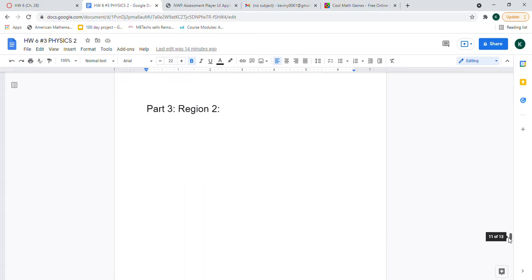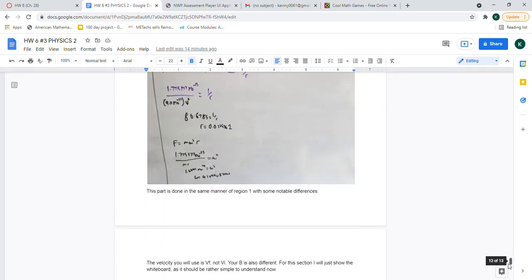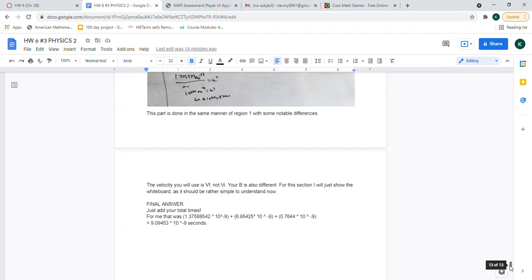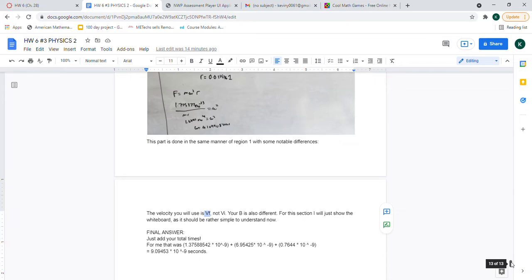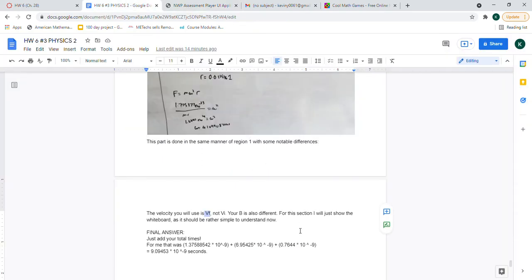Part 3. It's almost the exact same as part 1. So I only left my picture work here. It's done in the same way, and the velocity you're using would be your v final, because that's the speed it enters region 2. So you use your new higher speed. Your magnetic field is different. You have a different Tesla. And yeah, then you do the exact same method as region 1. You should get a new time. You add those times up, and that'll give you your final time. Alright.